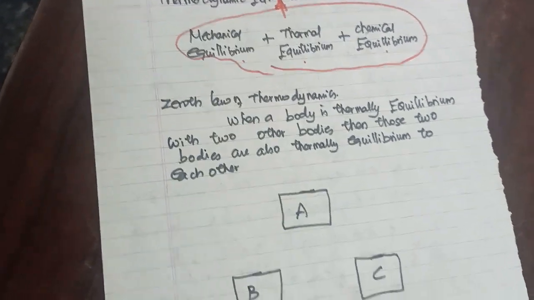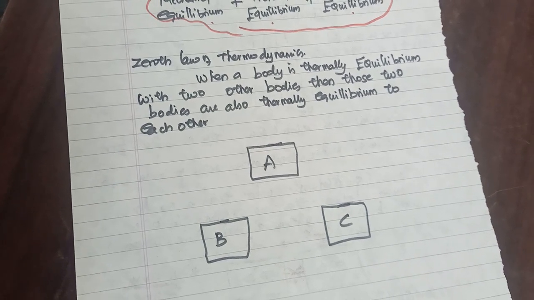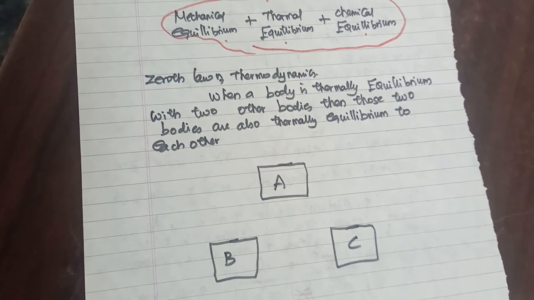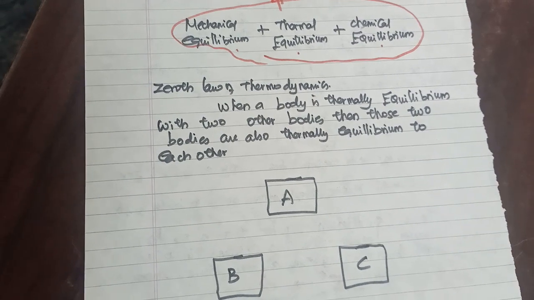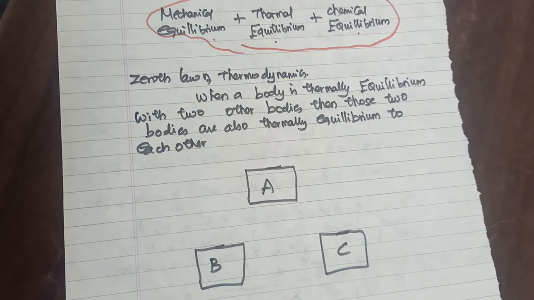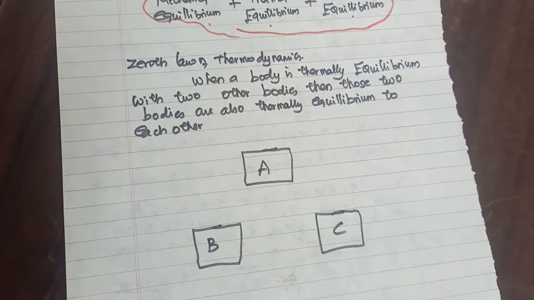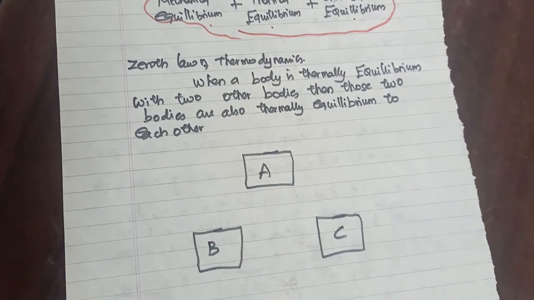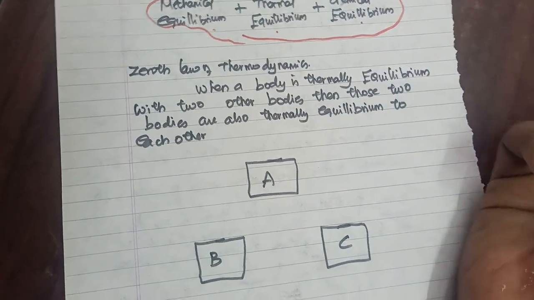Now we'll go to the Zeroth law. Why is this law called the Zeroth law, whereas in other areas only the first law and second law come? This law is a basic law which was identified or stated after the first and second laws were stated. So they didn't want to confuse the future generation. Hence they named this the Zeroth law. Let us see what the Zeroth law of thermodynamics is.